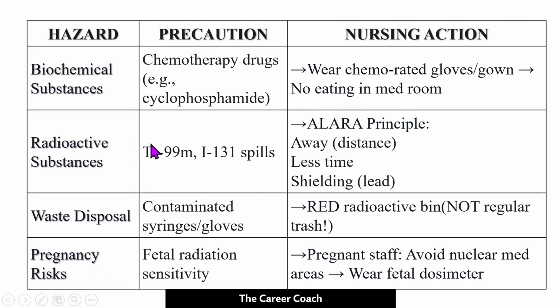Radioactive substances are a hazard. Examples are technetium-99m and also iodine-131 when they are spilled. Nurses must take note of the ALARA principle. Hazards can also be found in waste disposal, such as contaminated syringes and gloves. Take note that the red radioactive bin must be used, not irregular trash. There could be a pregnancy risk hazard in exposure. The precaution we must note is fetal radiation sensitivity in the pregnant woman. So pregnant staff must avoid nuclear medicine areas and wear fetal dosimeters.